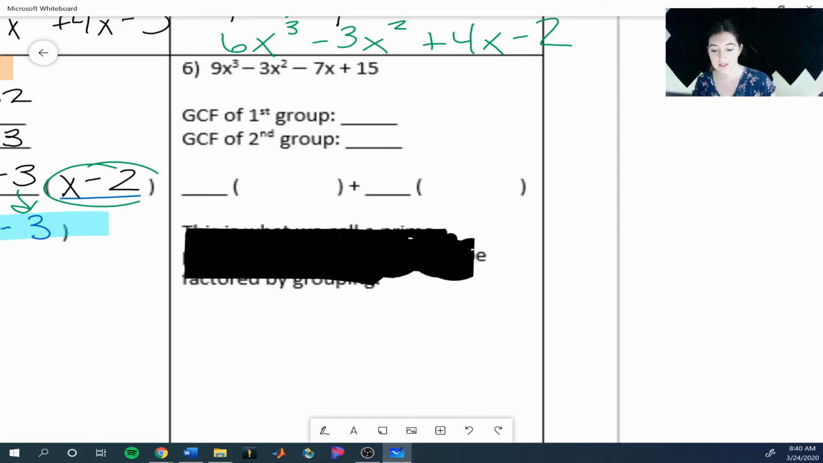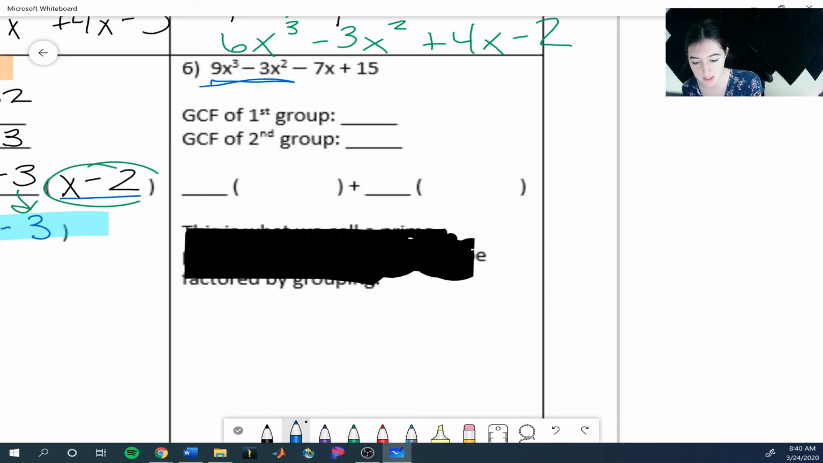Let's look. 9x cubed minus 3x squared minus 7x plus 15. Let's look for a GCF of the first group and a GCF of the second group. So my first group is right here, 9x cubed minus 3x squared. Does 9 have a negative in front? No, so I'm not going to factor out a negative. 9 and 3, their greatest common factor is, maybe you've memorized this by now, 3. X cubed and x squared, what do they both have? They both have 2 x's, so that means x squared.